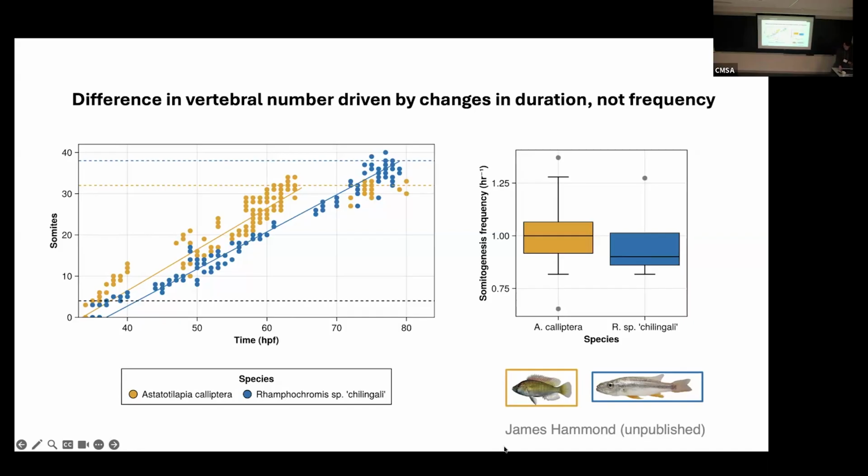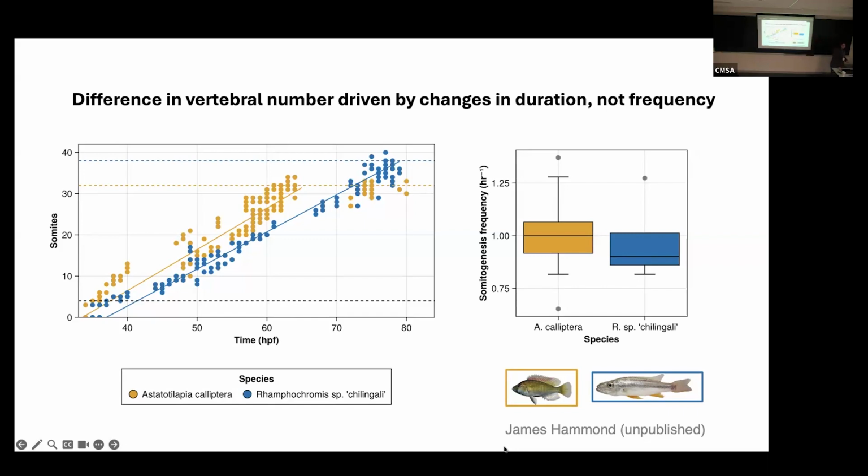So what might underlie those differences in duration? Per hour, yes. So this is the frequency. That would be 1 somite every slightly less than an hour, and then 1 somite every hour.